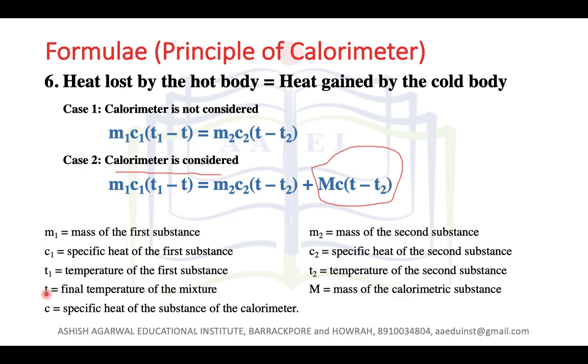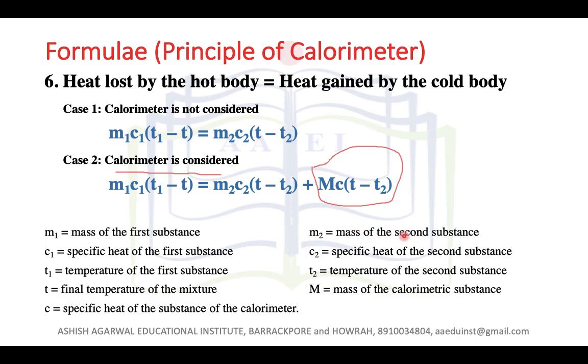What is the small t? The small t denotes the final temperature of the mixture. That is so obvious when you are mixing two liquids, one at a higher temperature, one at a lower temperature, they are going to attain an intermediate temperature. We're talking about this t. This small t is the final or intermediate temperature which is attained after mixing the hot as well as the cold body. So M1, C1, T1 denotes the mass, specific heat capacity and initial temperature of the hot body.